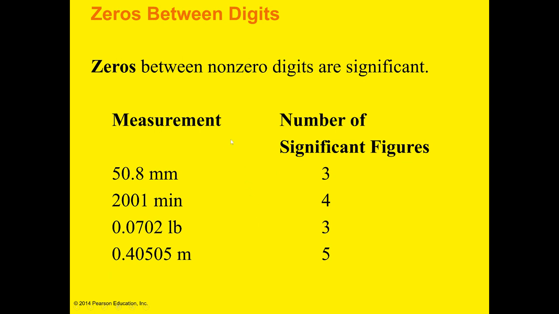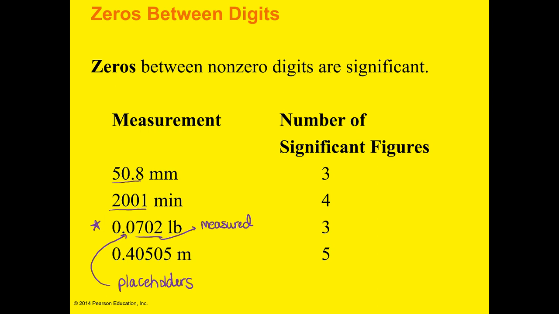Okay, 50.8 millimeters, 3 sig figs, 2001, 4 sig figs. The one I want to focus on the most is this one here, the 0.0702. That is only 3 sig figs. I know there are these 2 zeros out in front, but the 702 is measured. The other 2 zeros out in front are what are called placeholders. They're telling us where the decimal point is.